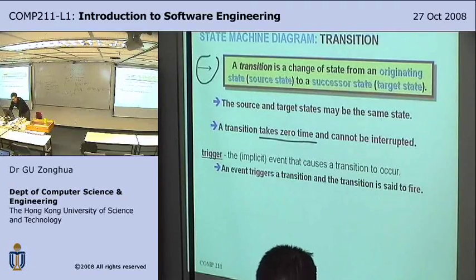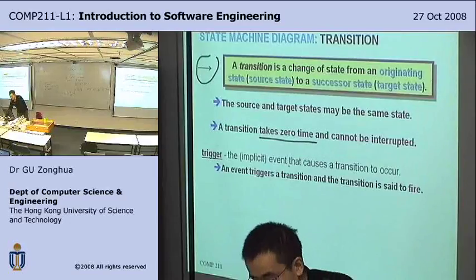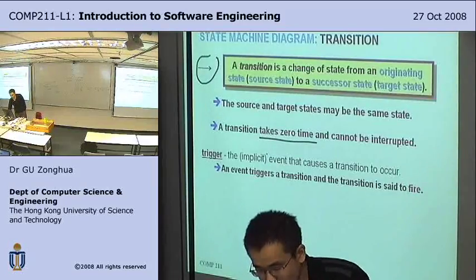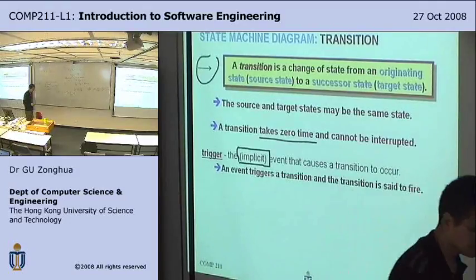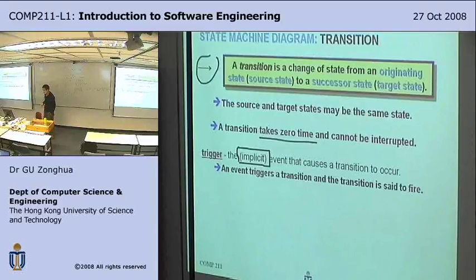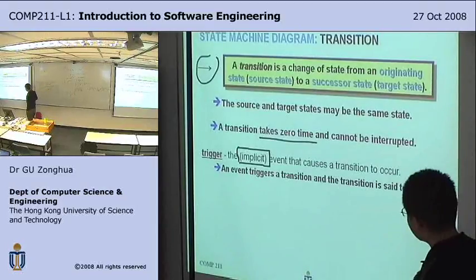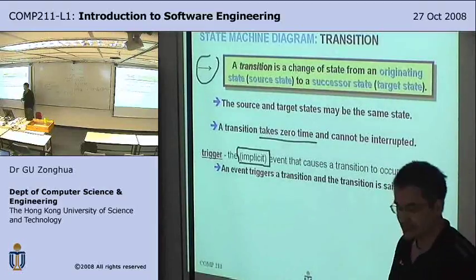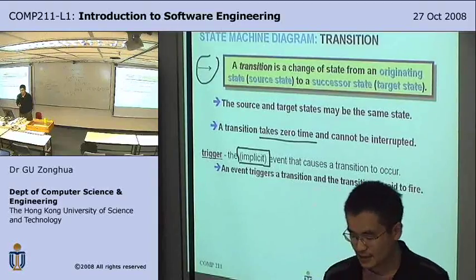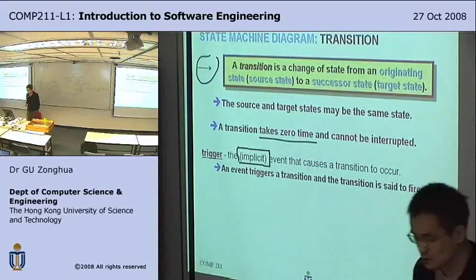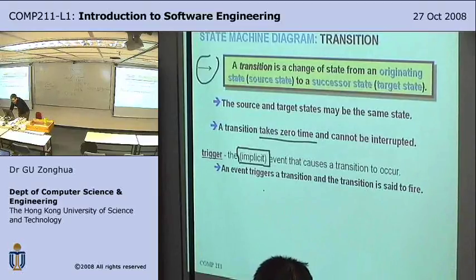And triggers are the events that cause the transition to occur. So the event could be explicit or implicit. Implicit events may be, for example, if this particular state finishes its activity, then you have an implicit event that triggers a transition, but we'll see that later. So an event triggers a transition, and the transition is set to fire.